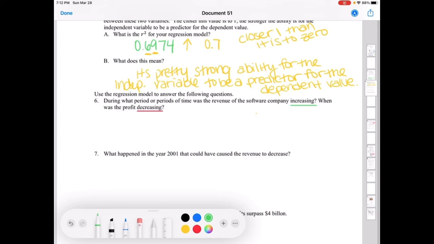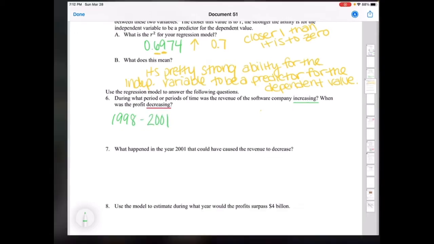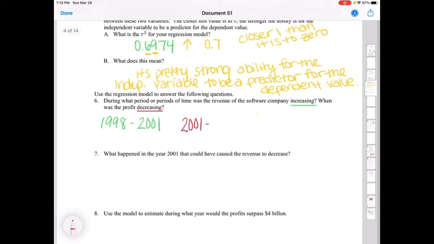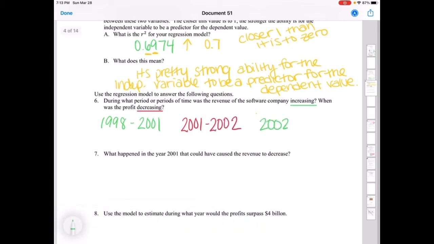So during what periods of time was the revenue increasing? Well, from 1998 to 2001, it was increasing. 2001 to 2002, it was decreasing. 2002 to 2003 was increasing.